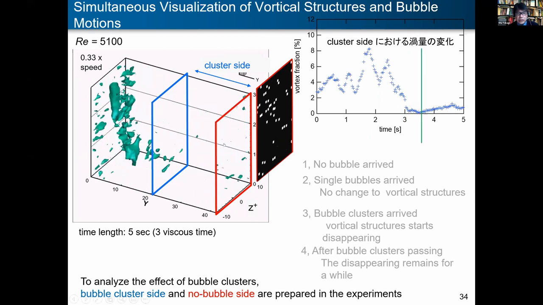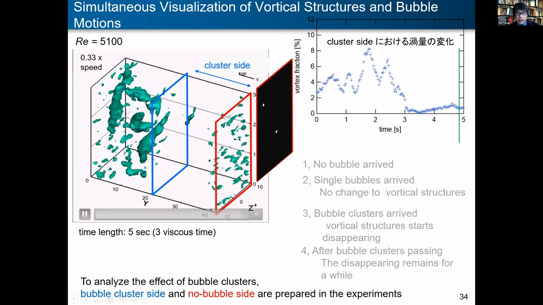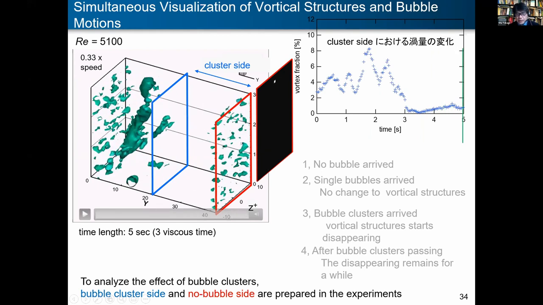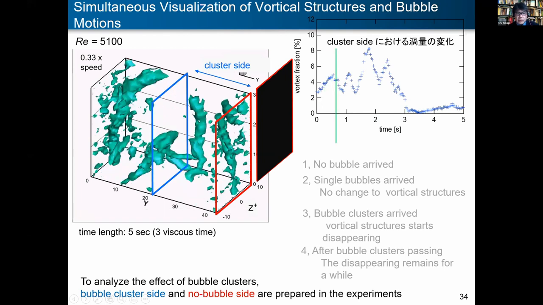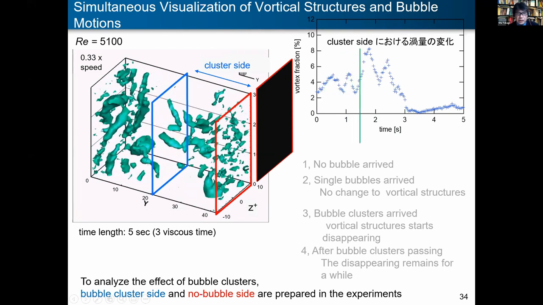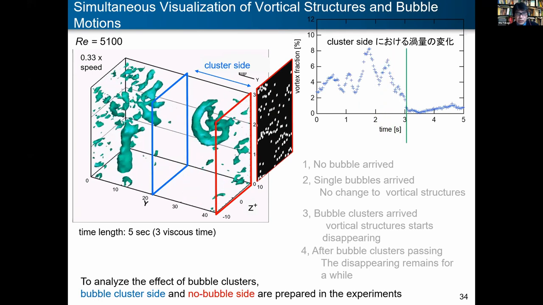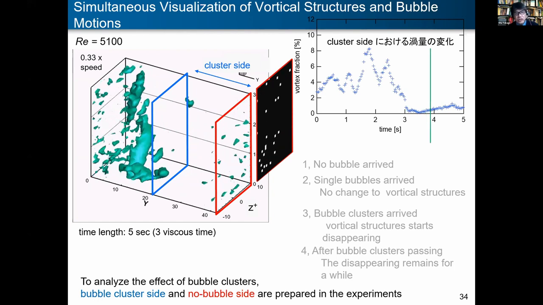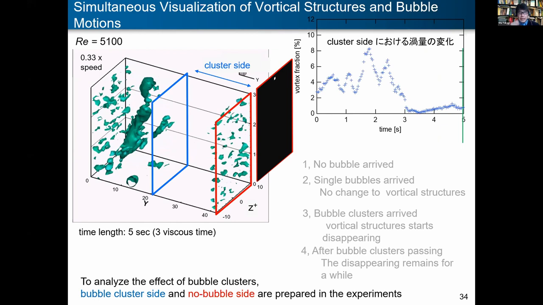Then here you see the disappearance. The bubbles are injected only on this side. And you see that when the bubble cluster comes out, there's a disappearance of the vortical structure. Okay, let me check. So still you see the vortical structure, then the bubbles are coming, still okay, but the cluster coming out, okay. Then the vortical structure disappears. So it's close to laminarization, laminarized.